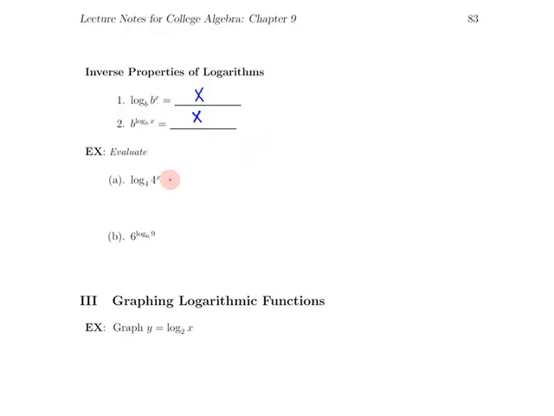So clearly here, log base 4 of 4 to the x is going to be x. They cancel each other out. And here, 6 to the log base 6 of 9 is going to give me 9. They cancel each other out.